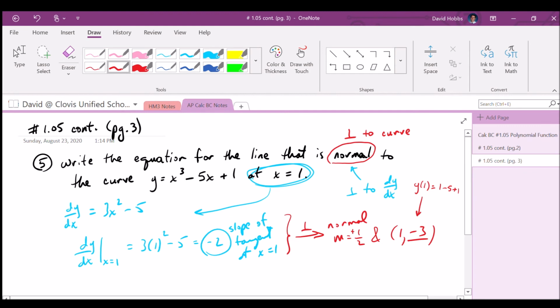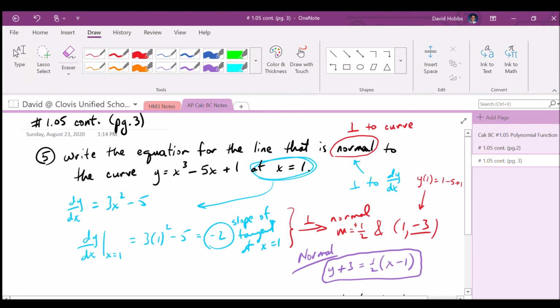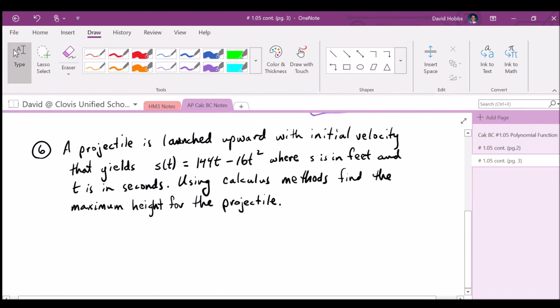So my normal line, label things, y minus a negative 3 equals 1/2 times x minus 1. Okay, now could you put it in another form? Sure. Could I move the 3 to the other side? Sure. Could you multiply things? Yeah, but is this okay? Yeah, if it doesn't specify otherwise, that's fine. Last problem for today's notes.